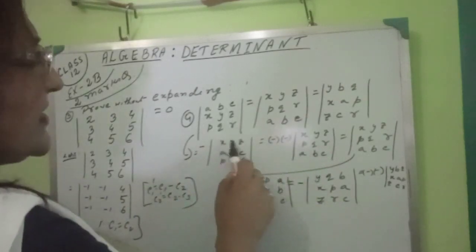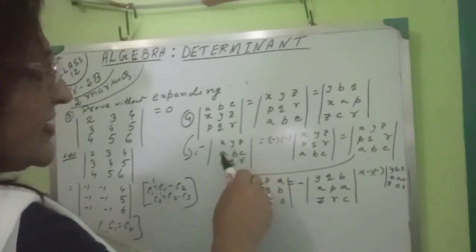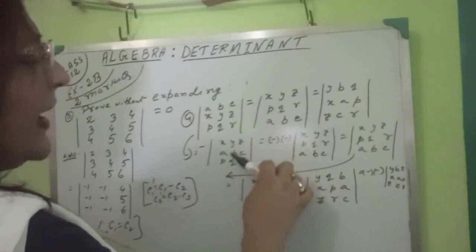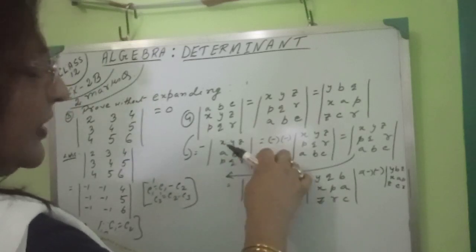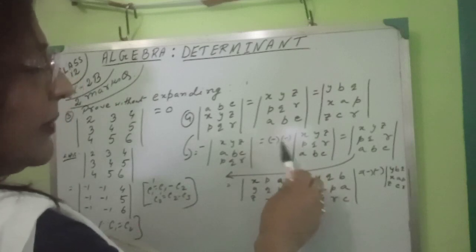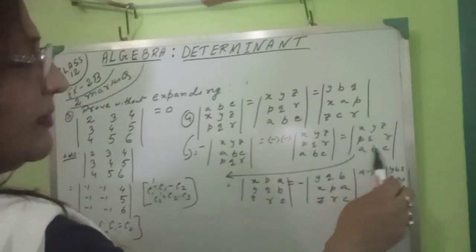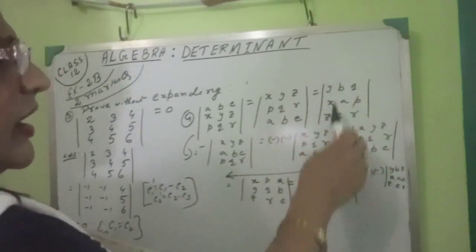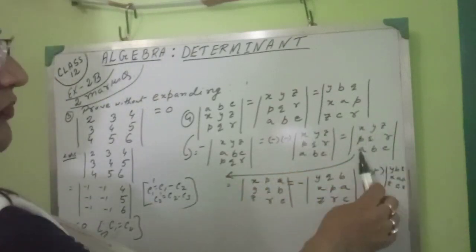Again, X, Y, Z is the new first row, second row is A, B, C, and third row is P, Q, R. Again we are going to change the second and third row. So again second row will be the third row and the third row will be the second row. Again one minus will be there. So minus into minus, it is coming plus. So ultimately what we will get? X, Y, Z, P, Q, R, A, B, C. That is what we have to prove for the second determinant. Now the third determinant, again we have to prove X, Y, Z, P, Q, R, A, B, C.